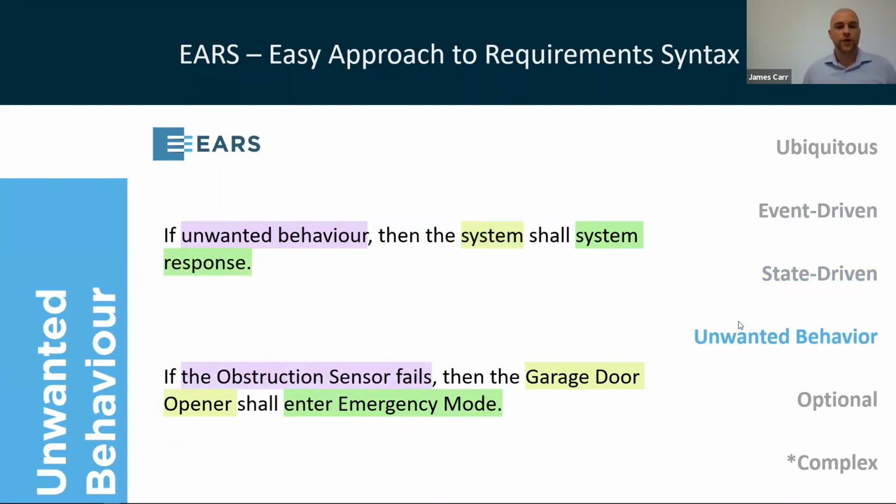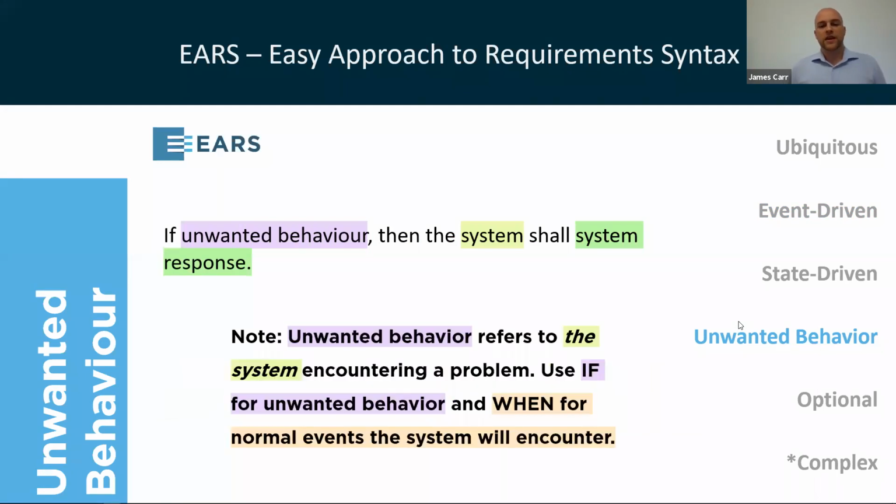Next is unwanted behavior. If unwanted behavior, whatever that behavior is, is present, then the system shall, and the response. So if the obstruction sensor fails, then the garage door opener shall enter emergency mode. Like I mentioned earlier, the unwanted behavior refers to the system encountering a problem. Use if for that type of unwanted behavior, and use when, which is the event-driven template, for when normal events happen that the system will encounter.